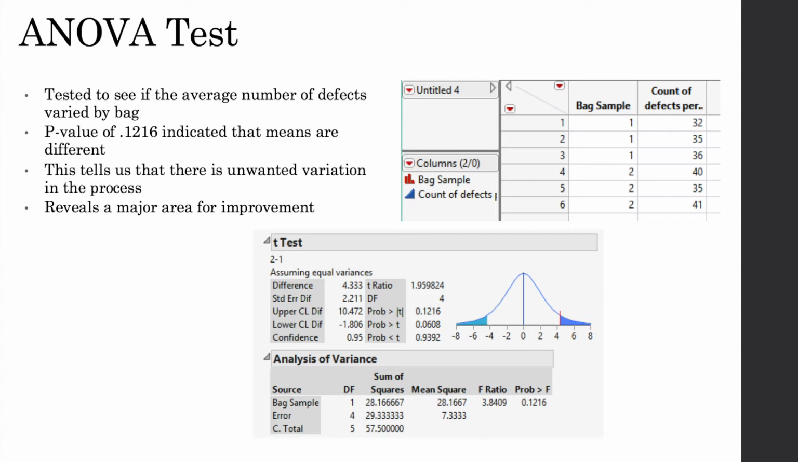And that lets us know that there's unwanted variation in our process. And this is one of the major areas for improvement that we found among the process. So there are a lot of defects, and it's not a consistent amount of defects in each bag. So these defects are coming from different areas in the process.